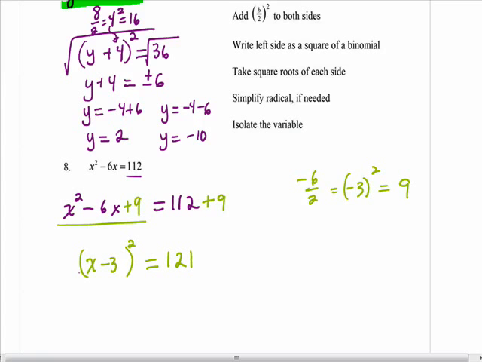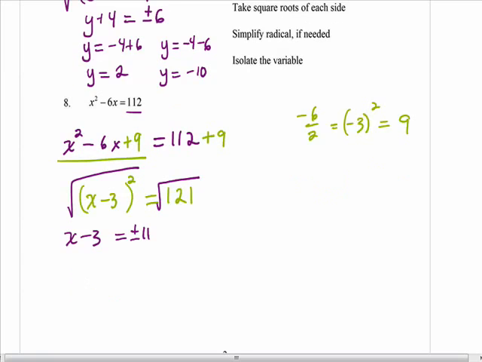Well, you're going to write down x minus 3 equals 11. Well, I'm going to square root each side. Yeah. And I have x minus 3 equals plus or minus 11. Now I'll separate it, and I'm going to add 3 to each side, so I have 3 plus 11 and 3 minus 11. And you have your two solutions of 14 and negative 8.